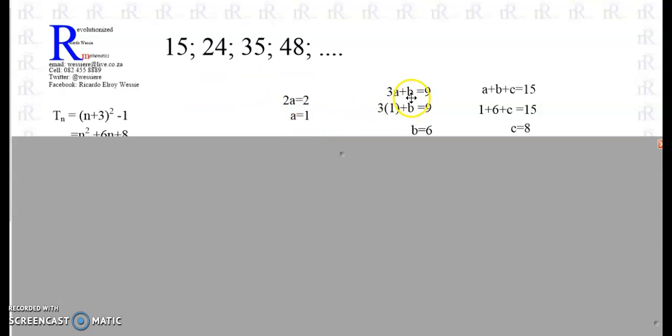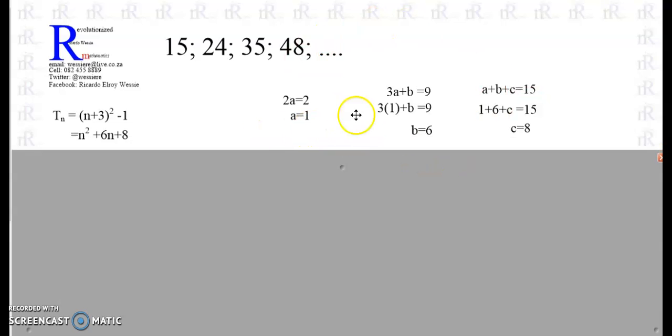So 3a plus b must be equal to 9. I substitute the 1 in the place of a. 3 plus what will give me 9? So b is 6. Now a plus b plus c is equal to the first term, which is 15. So I will say 1, which is my a value, plus 6, which is my b value, is 7, plus what is going to give me 15? Therefore c is 8.